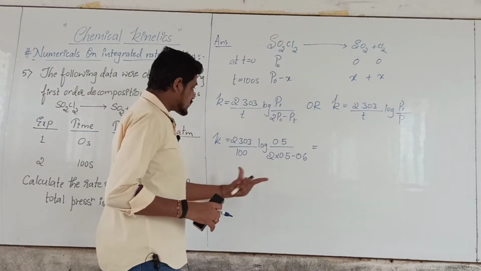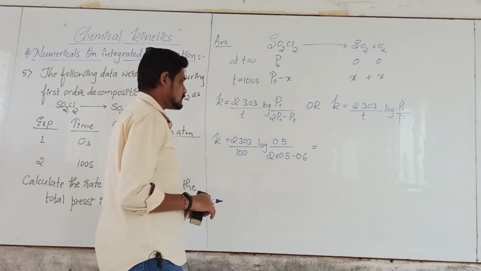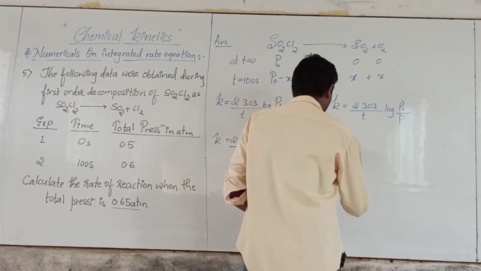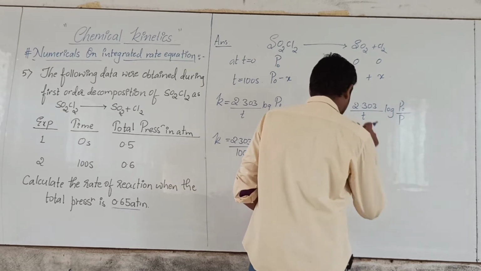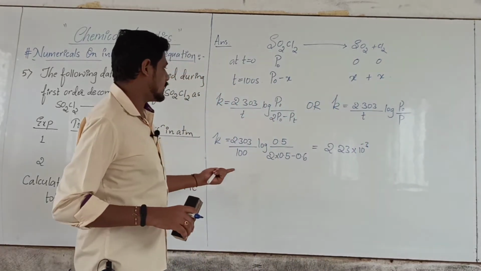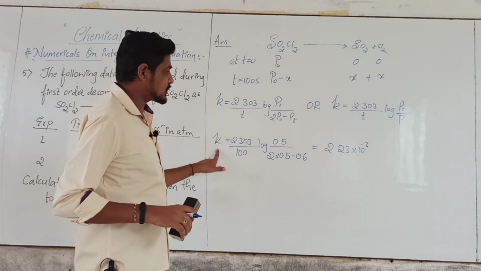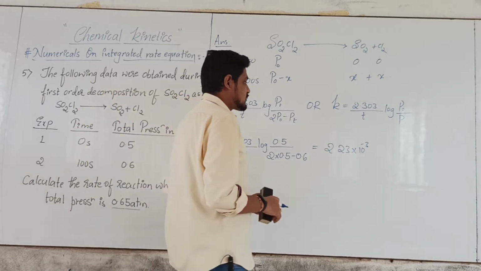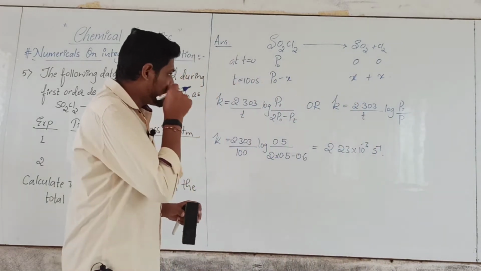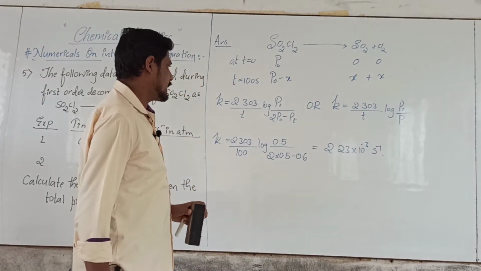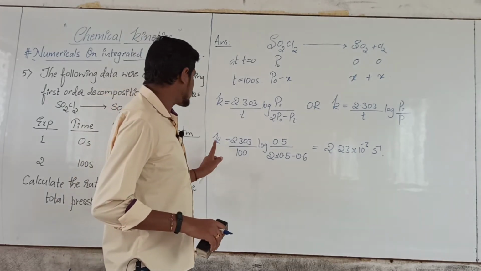So on solving this, what do we get? We will get 2.23 into 10 to the power minus 3. As it is a first order decomposition, what will be the unit of rate constant? This will be per second. Okay, next, now we have got the rate constant.